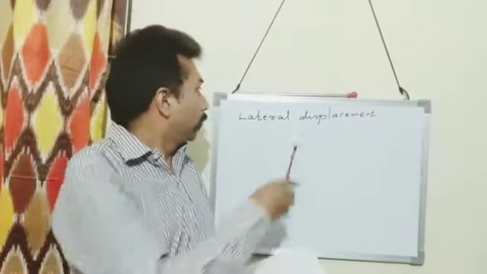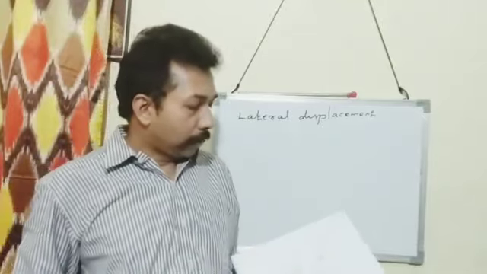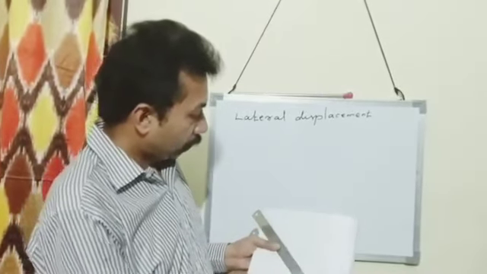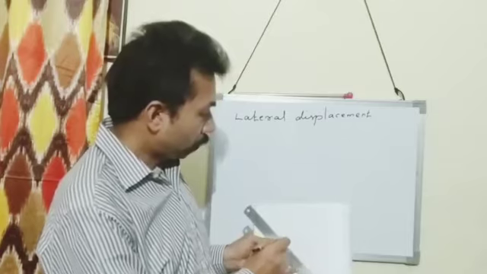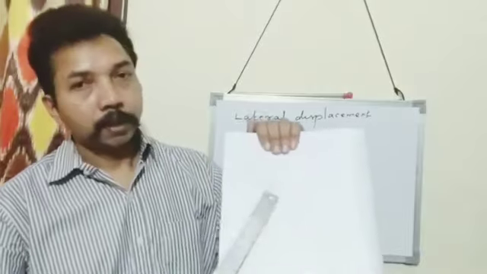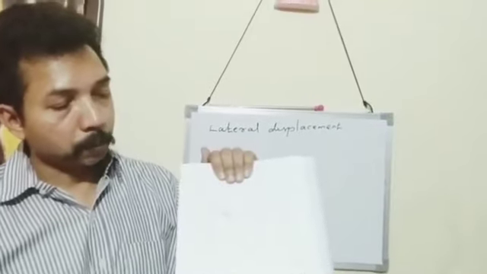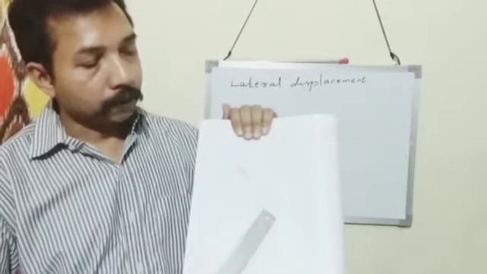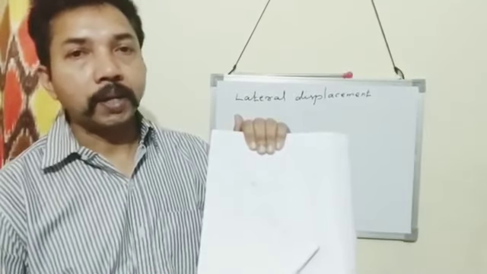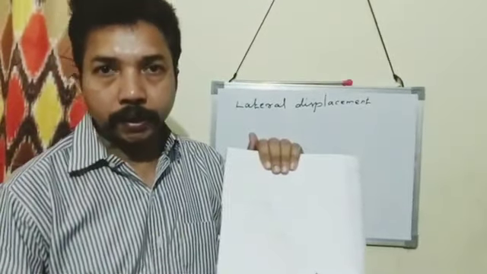Now the next topic is lateral displacement. What is lateral displacement? To find the lateral displacement in this experimental diagram, the incident ray is produced forward without any deviation with the help of a scale, and this is the emergent ray.